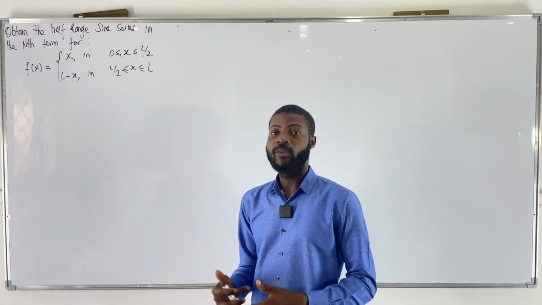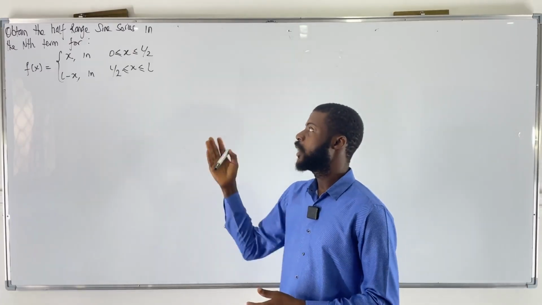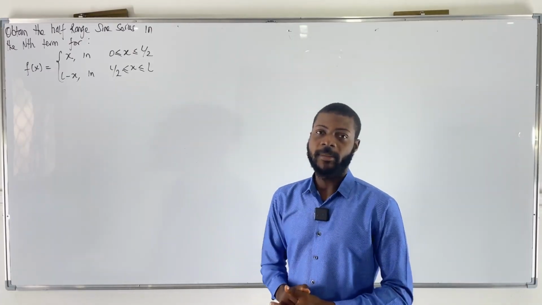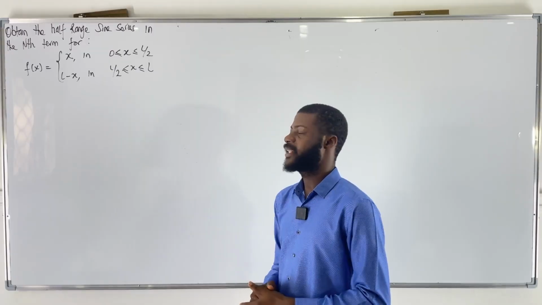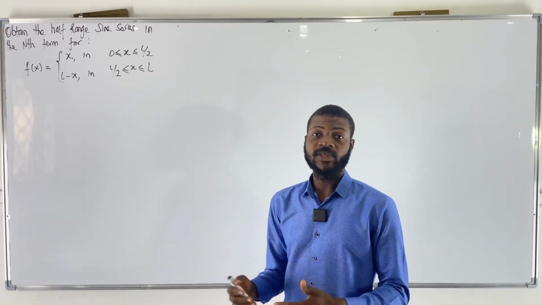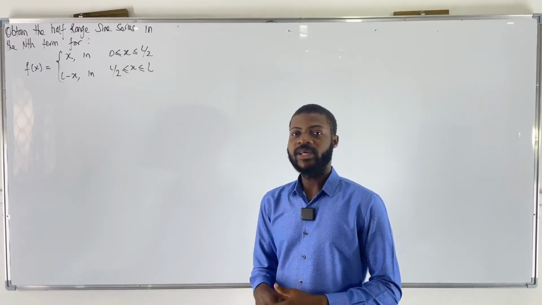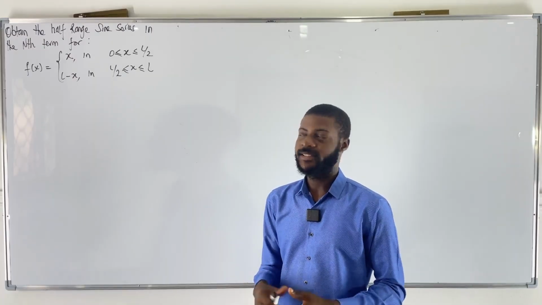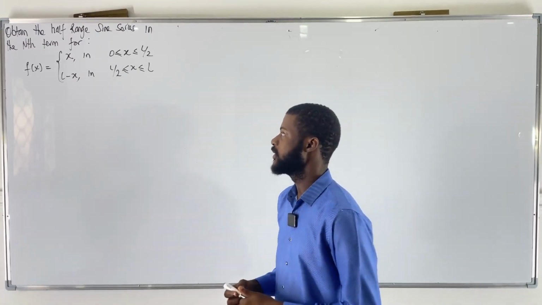Now, the first thing we want to do is to understand that we're looking for the odd extension of this function. Hence, we're only going to be finding b sub n because the Fourier series will be containing just the sine terms. So we only need to find b sub n.